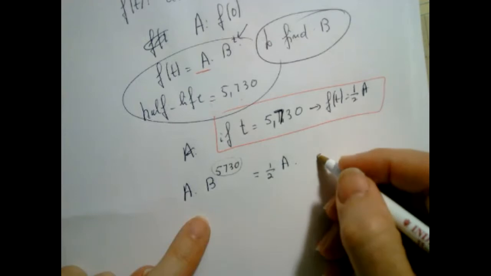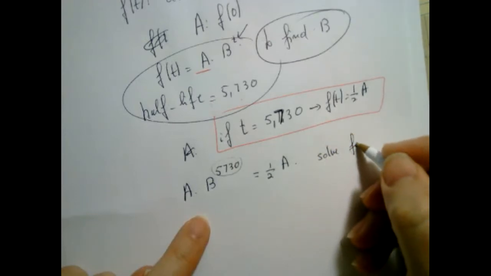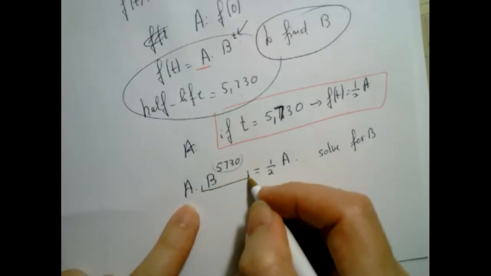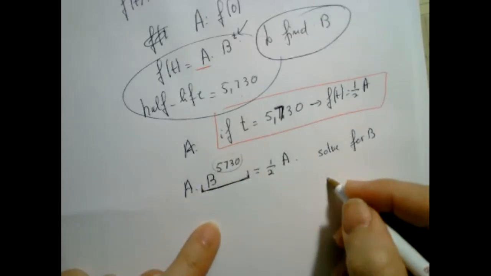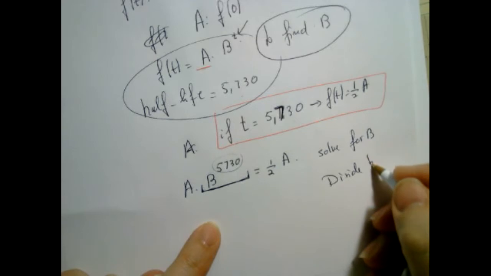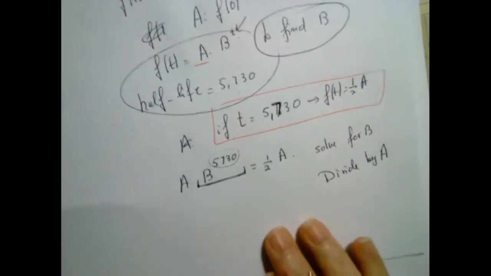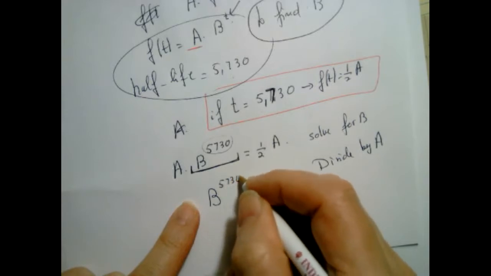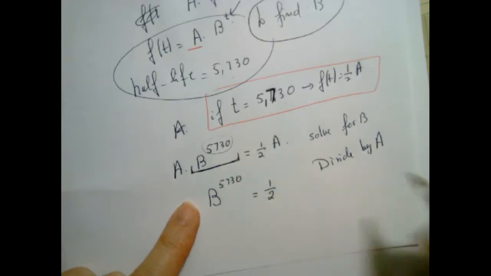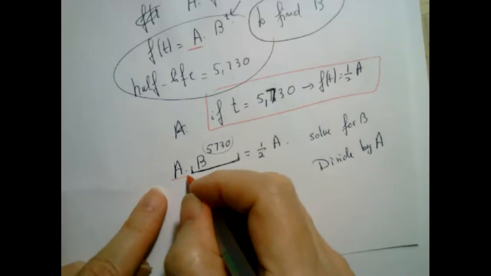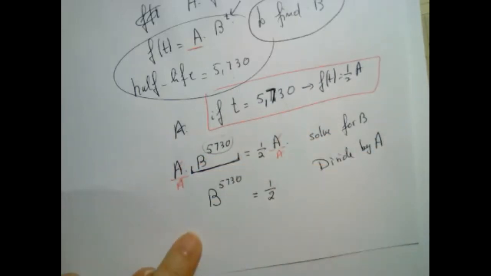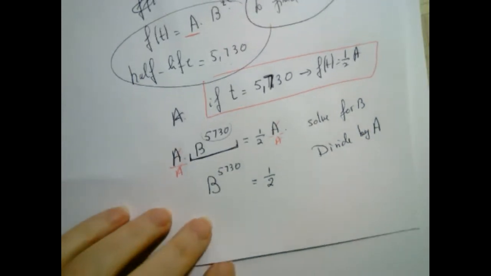I need to solve for B. So I have an equation. To solve for B, I need to isolate this expression, so I divide by A. This gives me B to the power 5,730 equals a half. Why a half? Because when I divide by A, the A cancels out. And now I need to find the B.